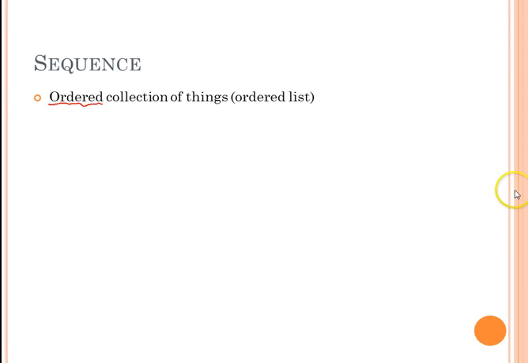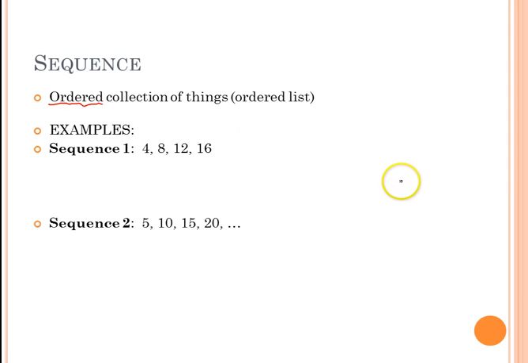What is it? My first example, sequence number 1, is 4, 8, 12, 16. And now hopefully before we even get into it, you guys can tell me that has an order, that has a pattern. It goes up by 4 each time. 4 plus 4 is 8, plus 4 is 12, plus 4 is 16. Sequence number 2: 5, 10, 15, 20. Also has a sequence, also has a pattern, goes up by 5 each time.